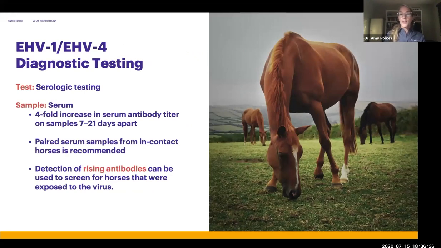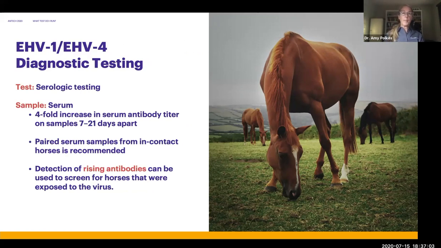What about serologic testing? The problem, of course, with serologic testing is that in order to have any validity and know what you're talking about, you really have to have a fourfold increase on samples 7 to 21 days apart. We usually are closer to the 21 days apart. So of course, if you have a horse and you're trying to treat them and decide what's wrong with them, waiting that 3-week period of time is certainly not ideal in your diagnostic period.